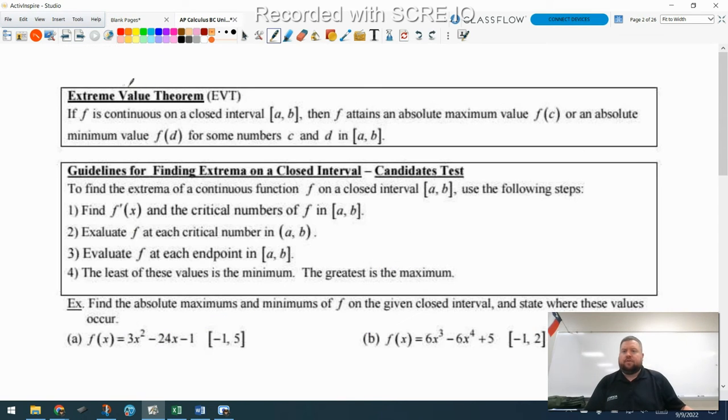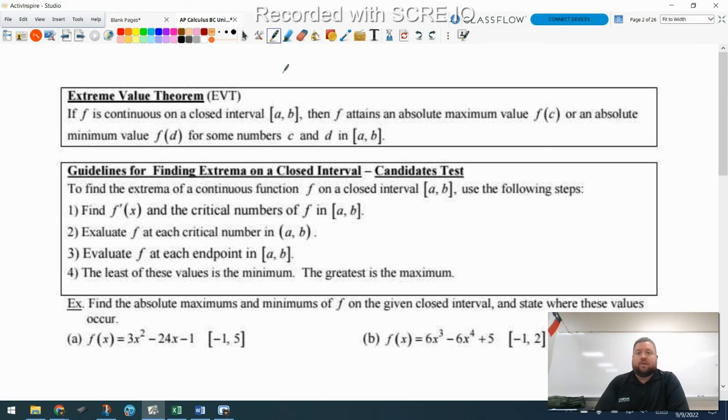All right, let's turn it over. So that is the extreme value theorem. We just discovered what the extreme value theorem is. Here it is just stated out for you. If f is continuous on a closed interval a to b, then f attains an absolute maximum value of f of c or an absolute minimum value of f of d for some numbers c and d in the interval a to b.